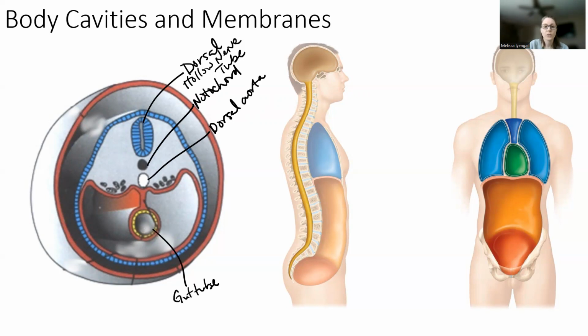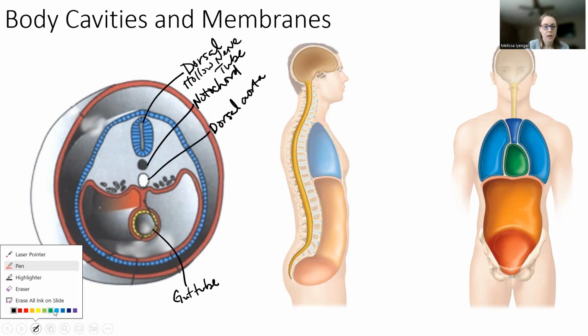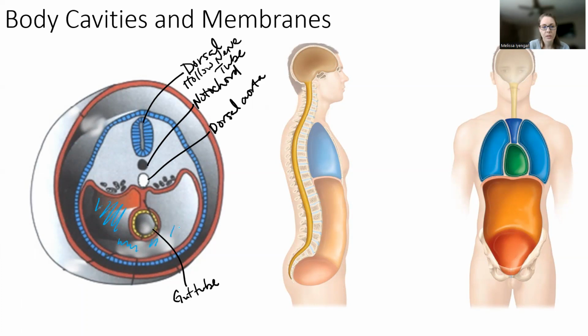We also want to remember that the gut tube is going to be suspended in a fluid-filled cavity. And that fluid-filled cavity, I'm going to make blue here. This is the fluid-filled cavity that's going to go all around the gut tube, and that's our coelom. This is going to be important when we look at the adult structures on the other side, okay?